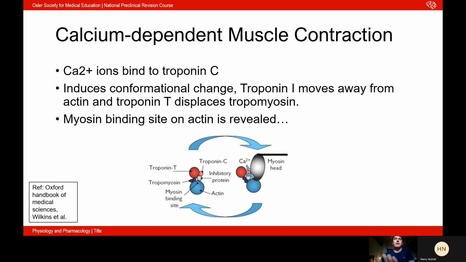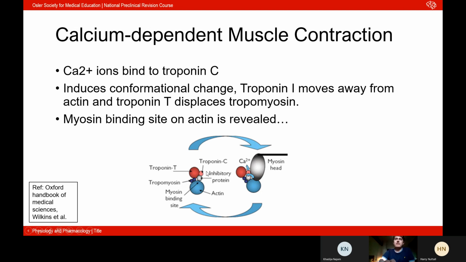So how do we make muscle contraction calcium dependent? Well, it's all to do with these molecules we've outlined that interact with the actin: troponin T, troponin C, and tropomyosin. And so the key calcium binding site in these molecules is troponin C, as we said.